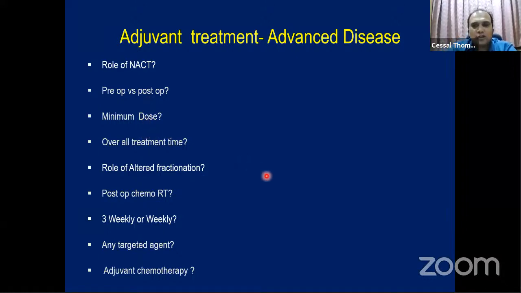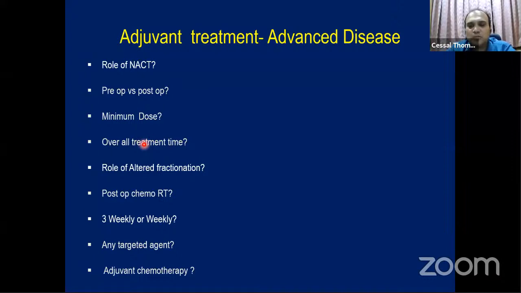Now I will take one question before proceeding. What should be the CTV volume of the tongue? Okay, post-op it is the whole tongue. Okay, I'm coming to that, please wait.